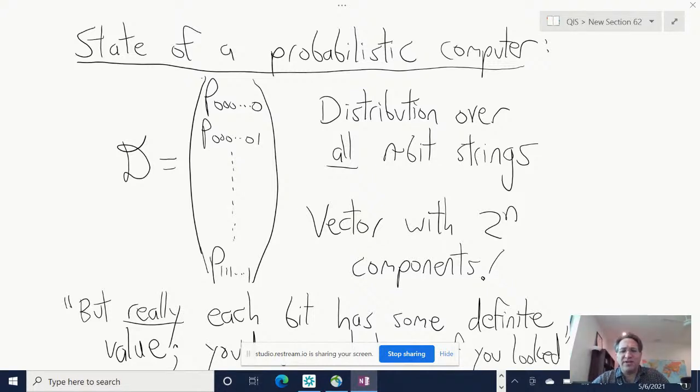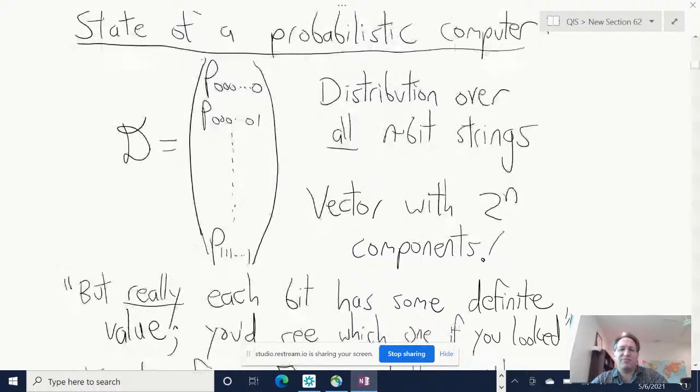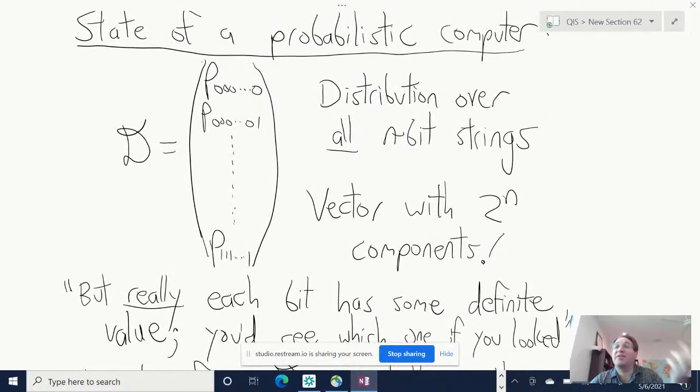But you could say, well, all of this is just semantics, right? Because if you were to look at your probabilistic computer, you would find that each bit is either 0 or 1. You never see a bit being half 0 and half 1. So really the computer is just in one of these 2 to the n states, and the whole language of probability theory is just a way to encapsulate our own ignorance of what is going on. So you could say that this exponentially large distribution is not really out there in the world. It is just in our heads.